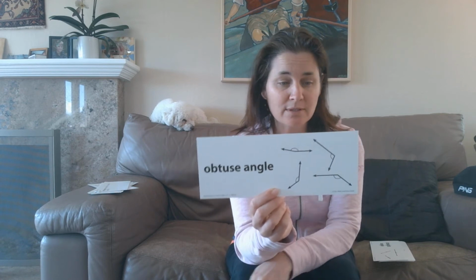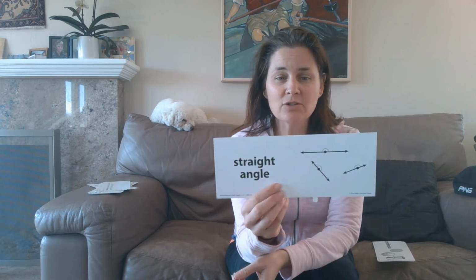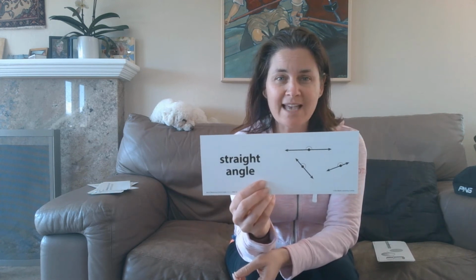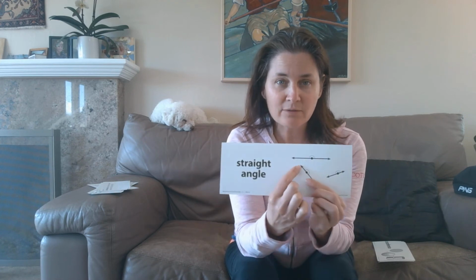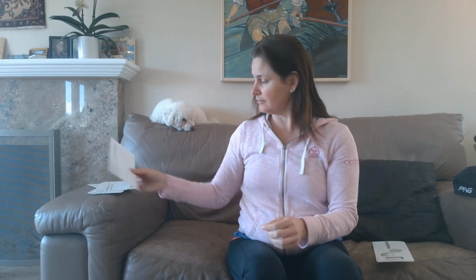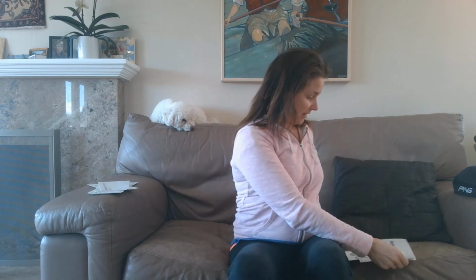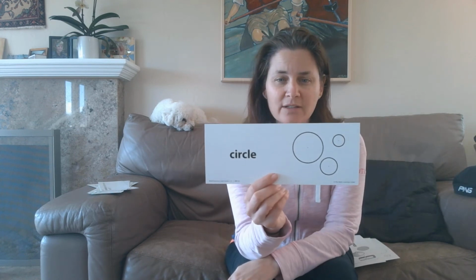And that's obtuse. From there, we have a straight angle, and a straight angle is an angle with a measure of exactly 180 degrees. The two lines are pointing directly opposite of each other from the point there. Okay, from there we talked about circles and what defined a circle.